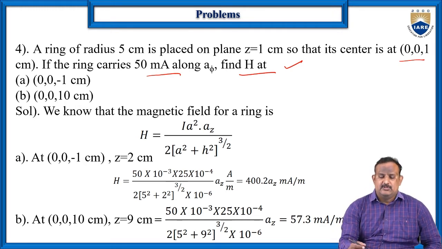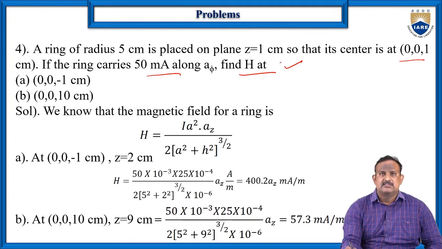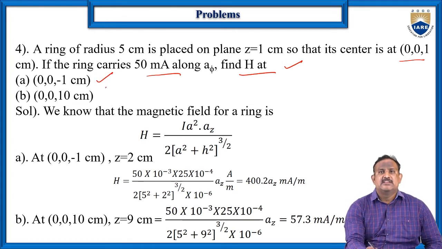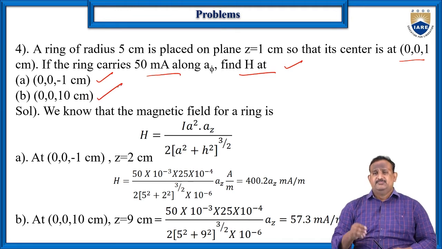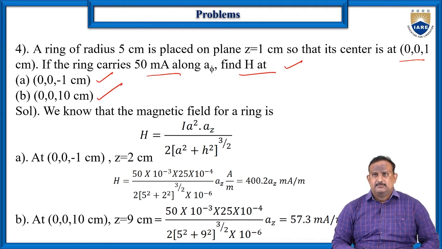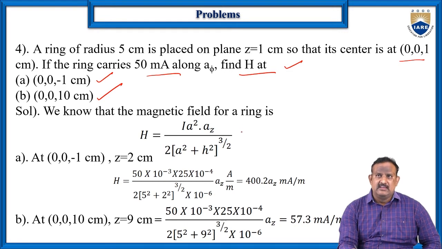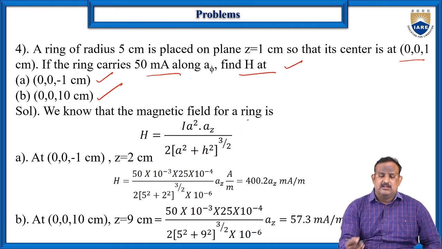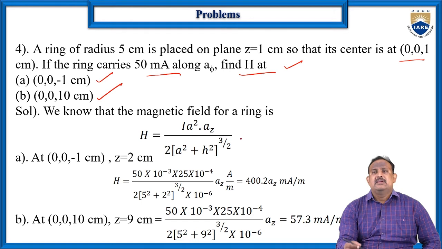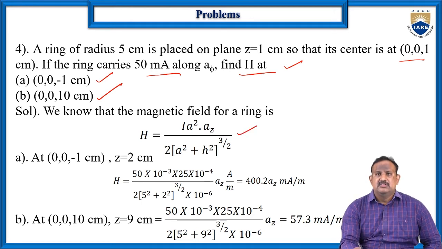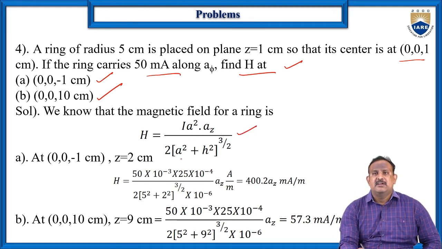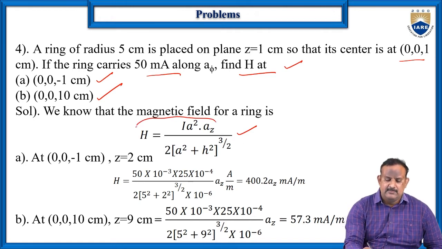Here we need to find the magnetic field intensity at (0, 0, minus 1 centimeter) and (0, 0, 10 centimeters). So this is the problem given. Here the solution is as follows. We know that the magnetic field for a ring is H equal to I a square into a z by 2 into (a square plus h square) whole power 3 by 2. This is the magnetic field for a ring.